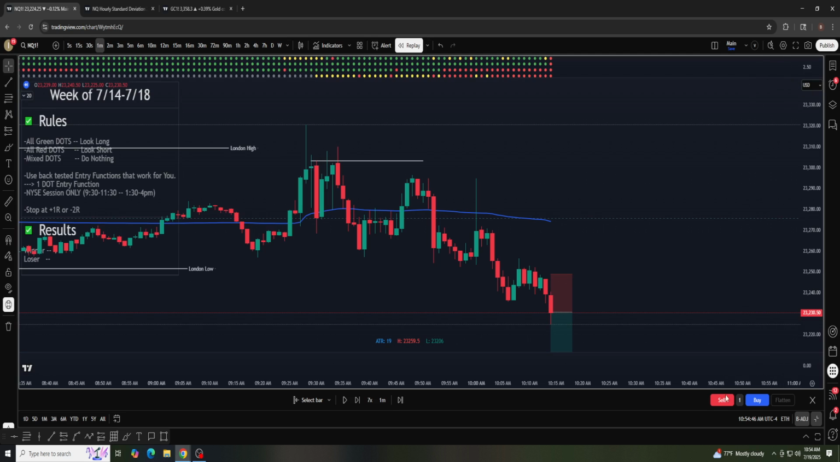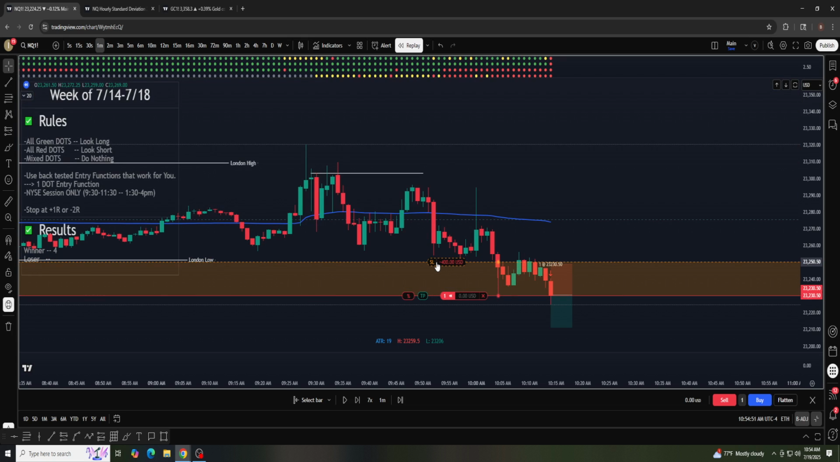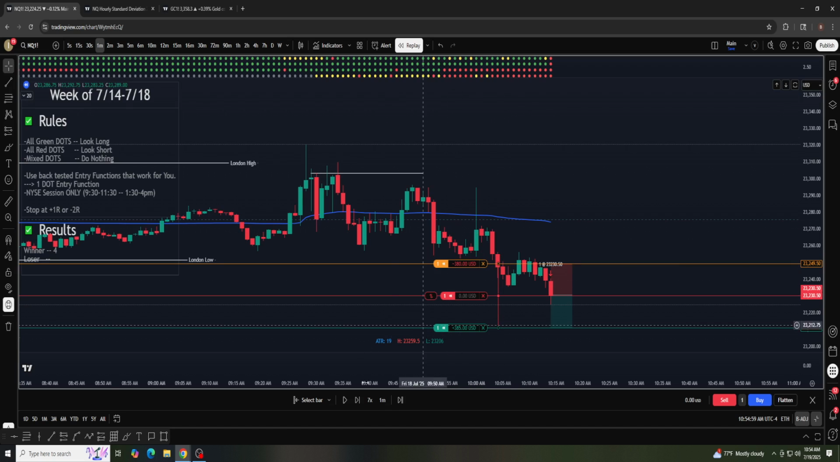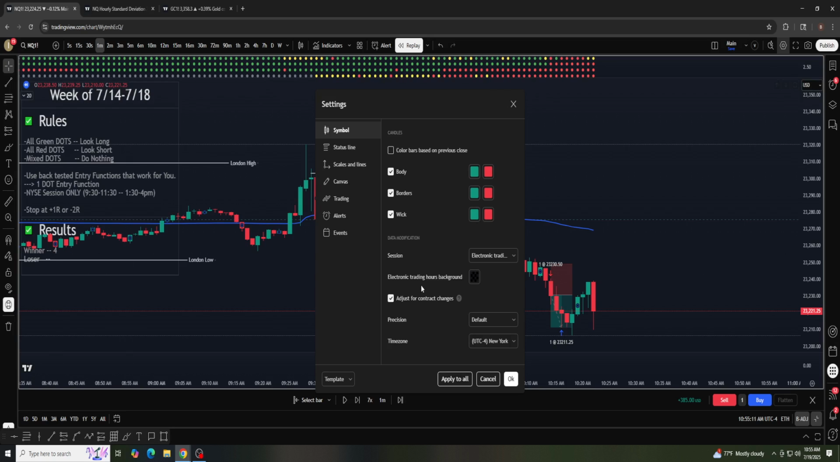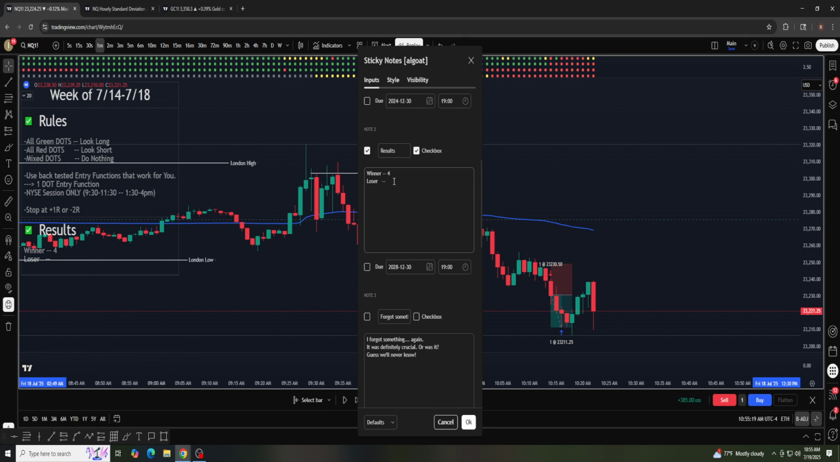ATR is about 19 points. About 19 points, close enough for government work. So the one dot entry function, you're selling the close of all red dots, and the target gets hit. So Friday, another one and done. Another one and done winner. Pretty straightforward week. Not all weeks are like this.